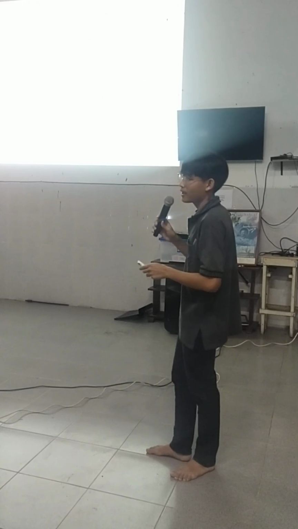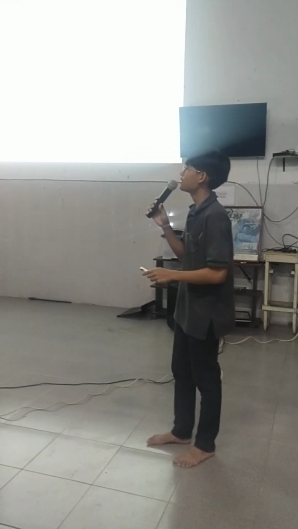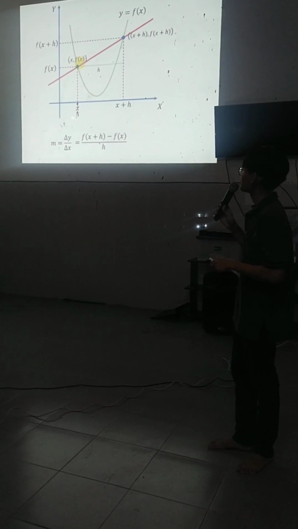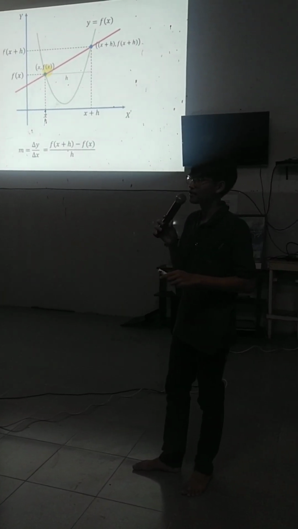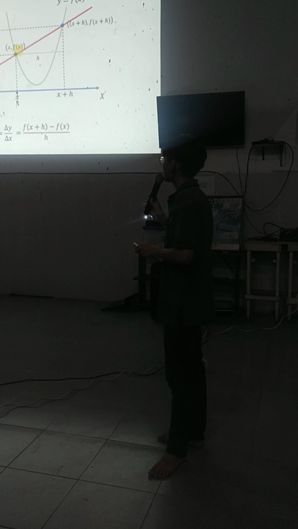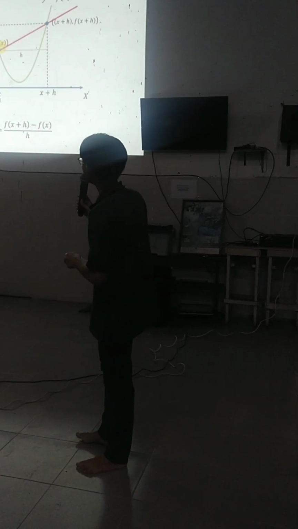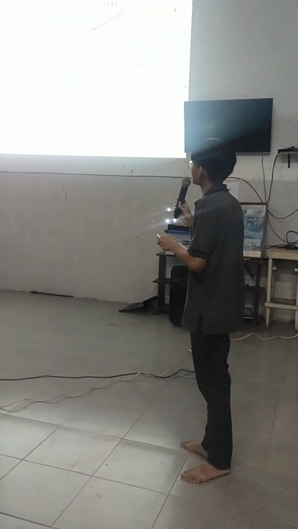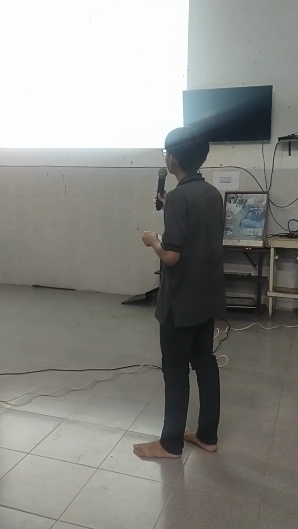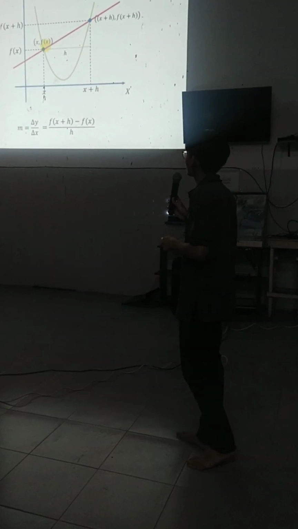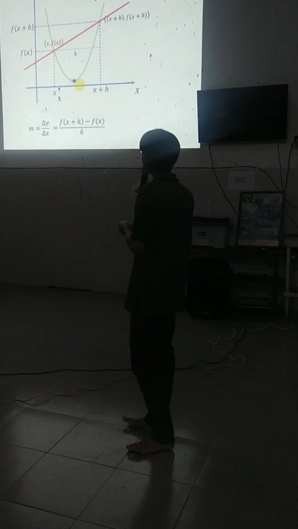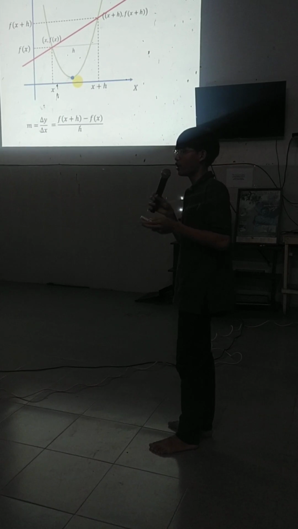So as we know, the gradient has the formula of delta y divided by delta x. So delta y means y2 minus y1, divided by x2 minus x1. y2 is f(x plus h) minus f(x). Then x plus h minus x equals h. From this formula, we can create the idea of derivation.